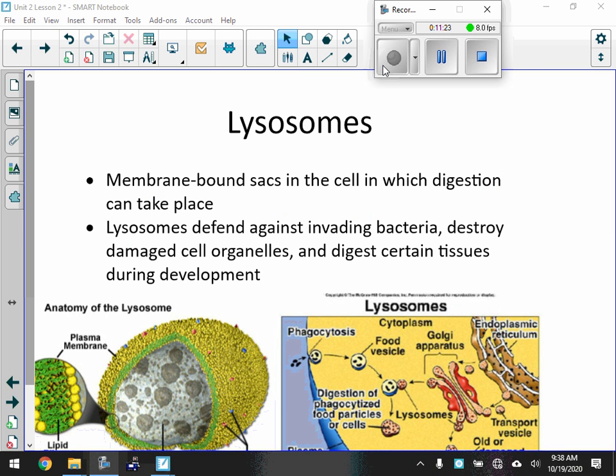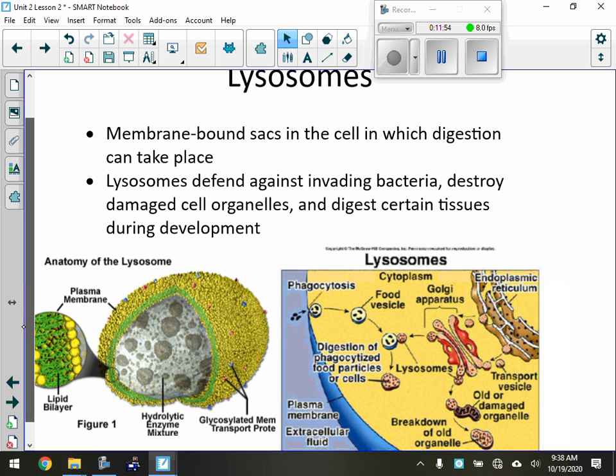Lysosomes are membrane-bound sacs in the cell in which digestion can take place. Now, going back to your question, where would you find lysosomes? Probably there'd be a lot in your digestive system, right? We're going to talk about this, but when you're talking about multicellular organisms, which we are, we have specialized tissues that basically look after these things, right? So, for example, your liver and things like that.